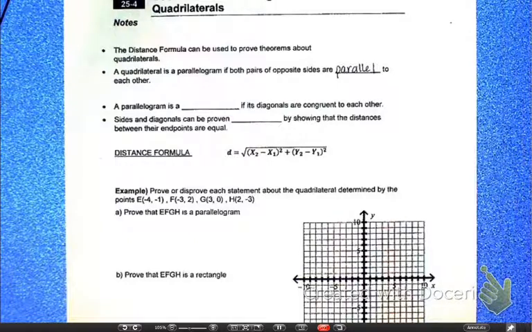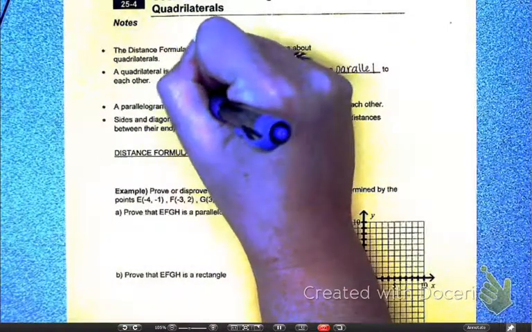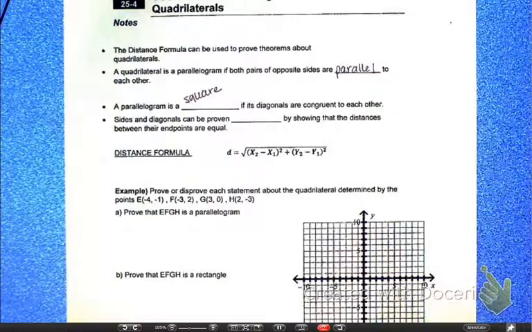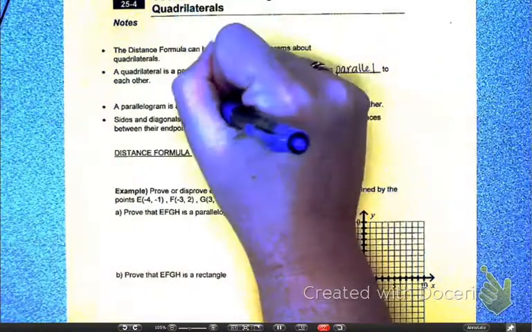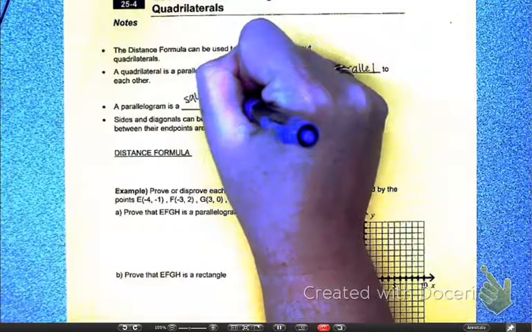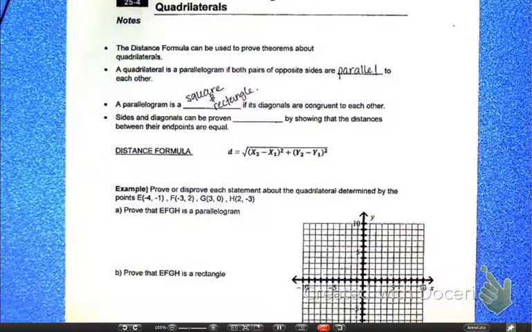Okay, we should be looking either at our chart or sitting quietly. What figure is a parallelogram if its diagonals are congruent to each other? A square is one of them. It's crossed off on your chart. Is there anything else? A rectangle. Is there anything else crossed off on your chart? An isosceles trapezoid. Is that going to be a parallelogram? Is an isosceles trapezoid a parallelogram?